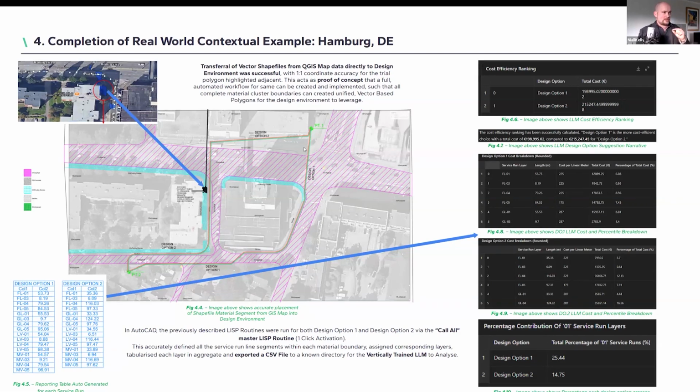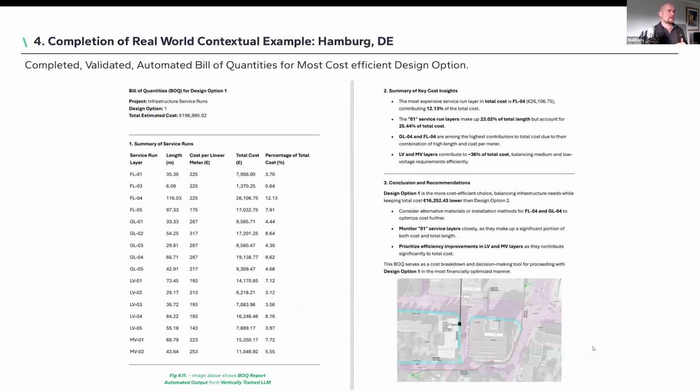Then from there, design options 1 and 2 were generated as proof of concept for the area, and we were able to run a series of AutoLISPs that broke down those design concepts and all the various service types within them and the various line lengths under each material classification into a table of lengths, which were then published via CSV into the vertically trained LLM, which gave us our cost efficiency ranking, our suggested narrative and the most efficient design cost option, a breakdown of the percentiles on both cost options, and also gave critical insights like the percentage of road crossovers, which can be very disruptive in an urban context.